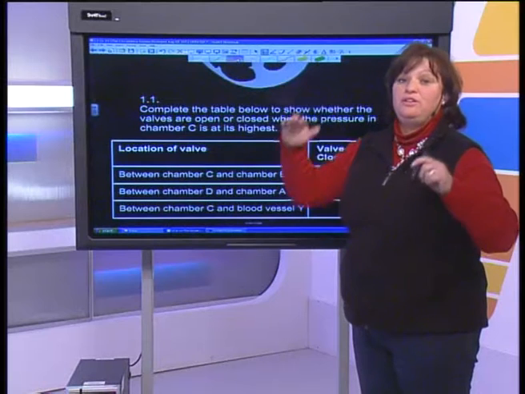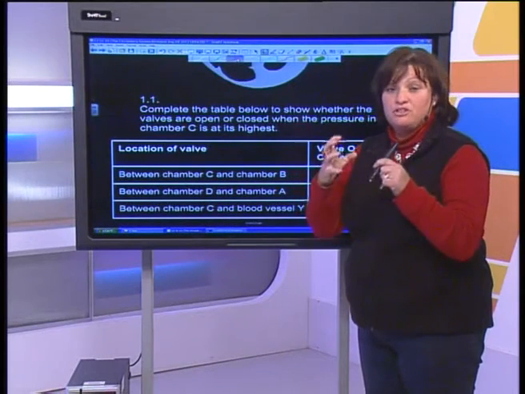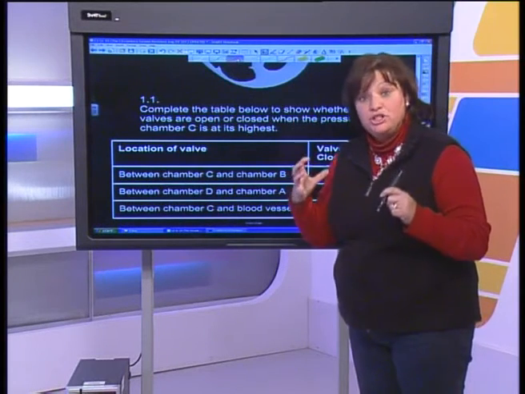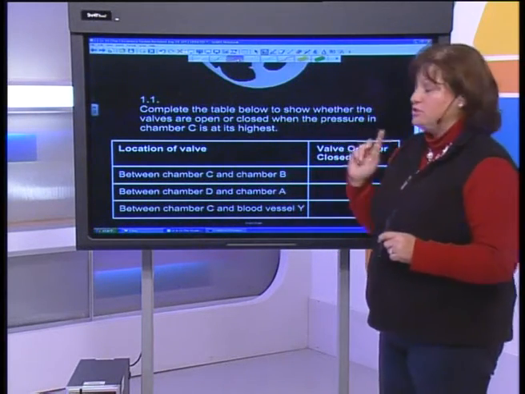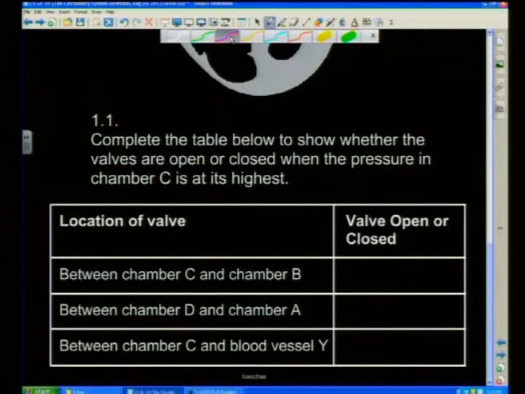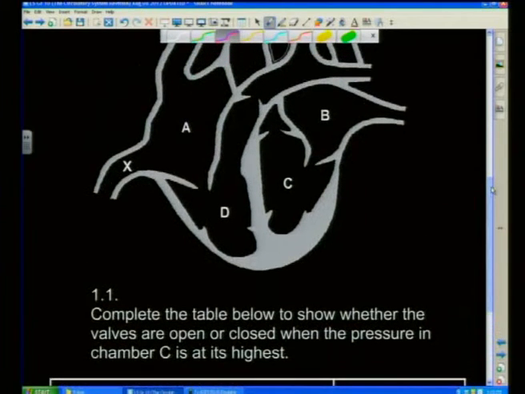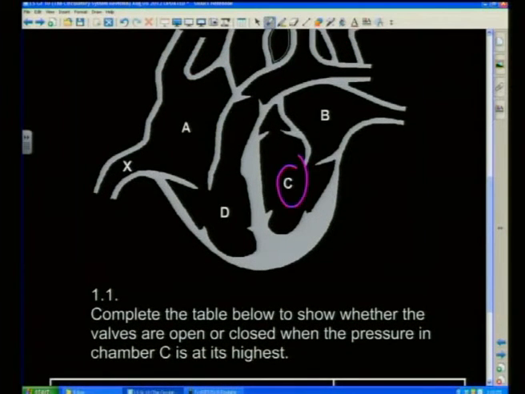Now we know the valves are going to open and close, all depending on whether the heart is contracting or relaxing and which chamber it is. But it goes on to tell you something very specific. It says when the pressure in chamber C is at its highest. So if we go back to the picture over here, we're going to see there is chamber C.